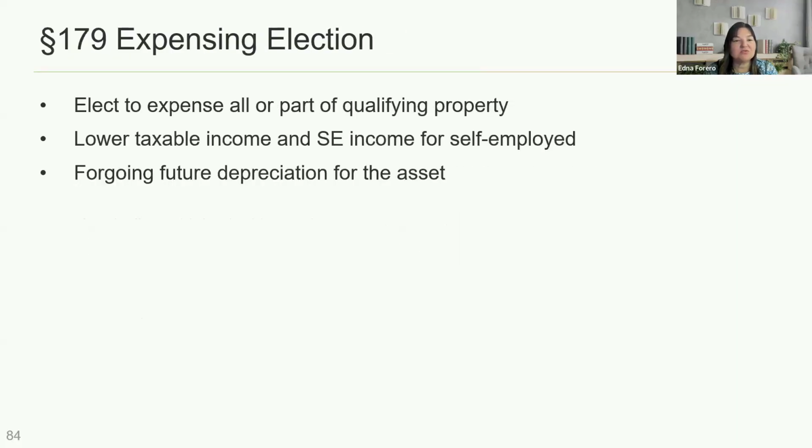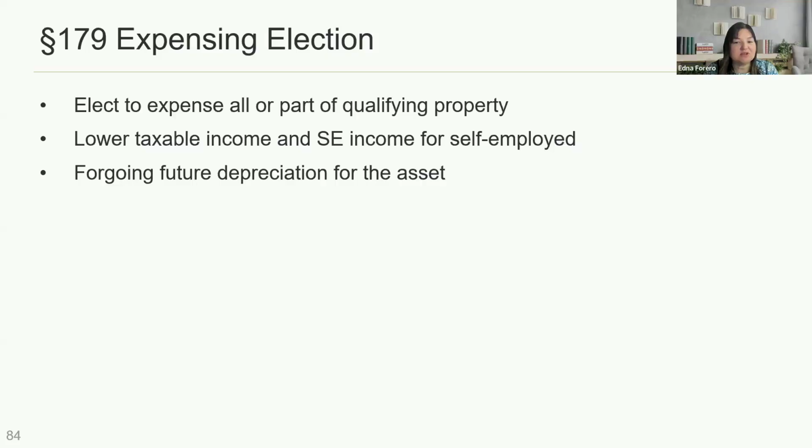All right, so Section 179, expensing election, we just mentioned that. That's choosing to expense a portion or all of the qualifying property that we've placed in service. You're going to look at the lower taxable income and self-employment income if they're self-employed. And in essence, what this means is that you're not going to have depreciation for the asset in the future. So you're foregoing that future depreciation by taking the cost up front. This can be a very powerful tool for your clients, as we mentioned before.